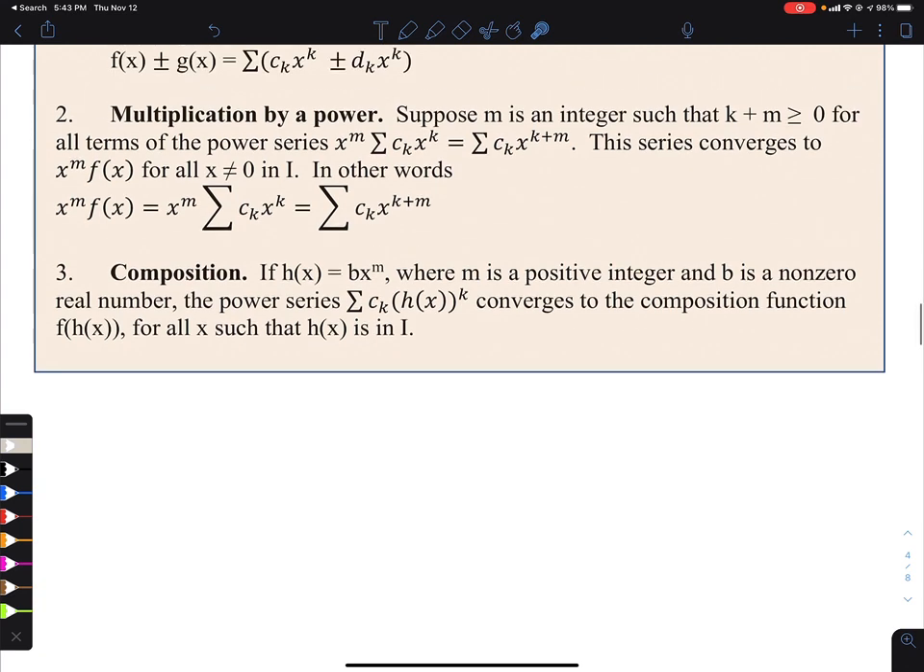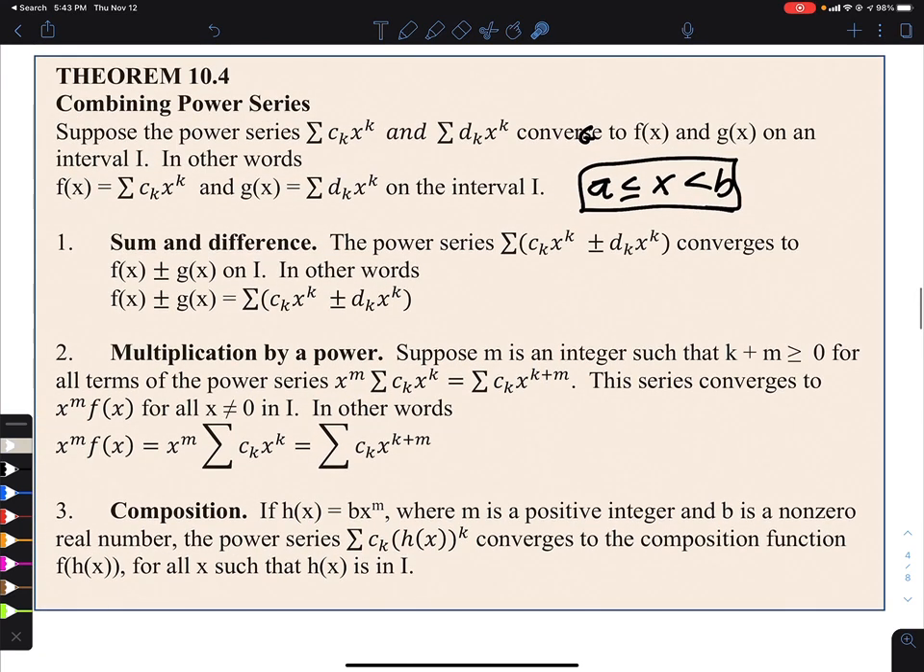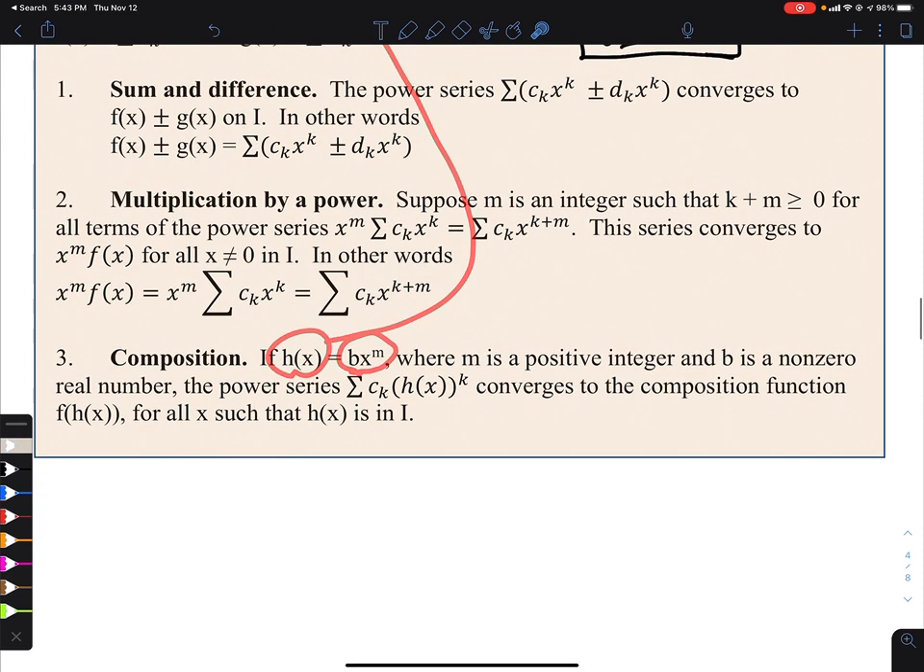Now, watch what's happening. We're taking this x here and replacing it with bx to the m. It's a composition. We're placing h in for x. In other words, we're taking the h function, which is a constant times x to the m, and putting it inside of the f function. And what will the series look like?